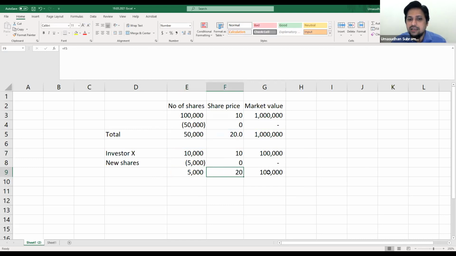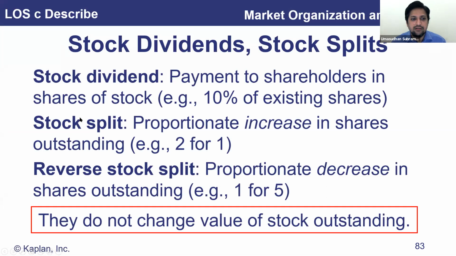So end of the day, his wealth does not change. So this is exactly what we are trying to demonstrate. I'm actually going to go back now to the slides. So you have stock dividend, stock split, reverse stock split. You need to understand there's no change in a company's value on these three.